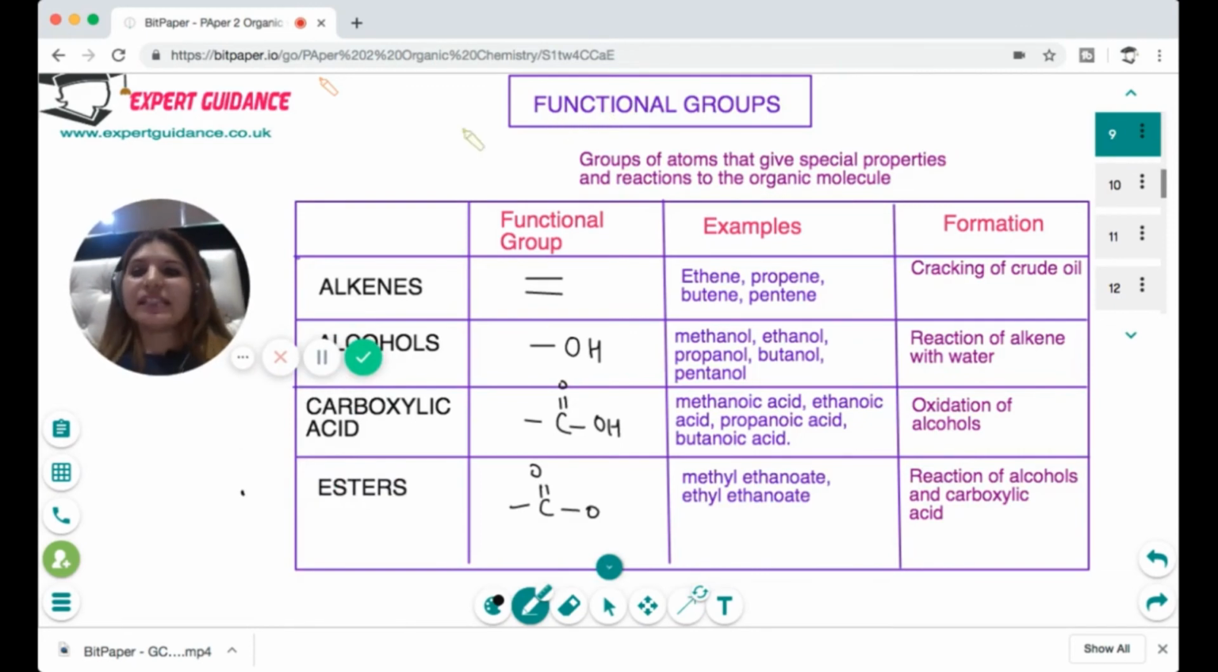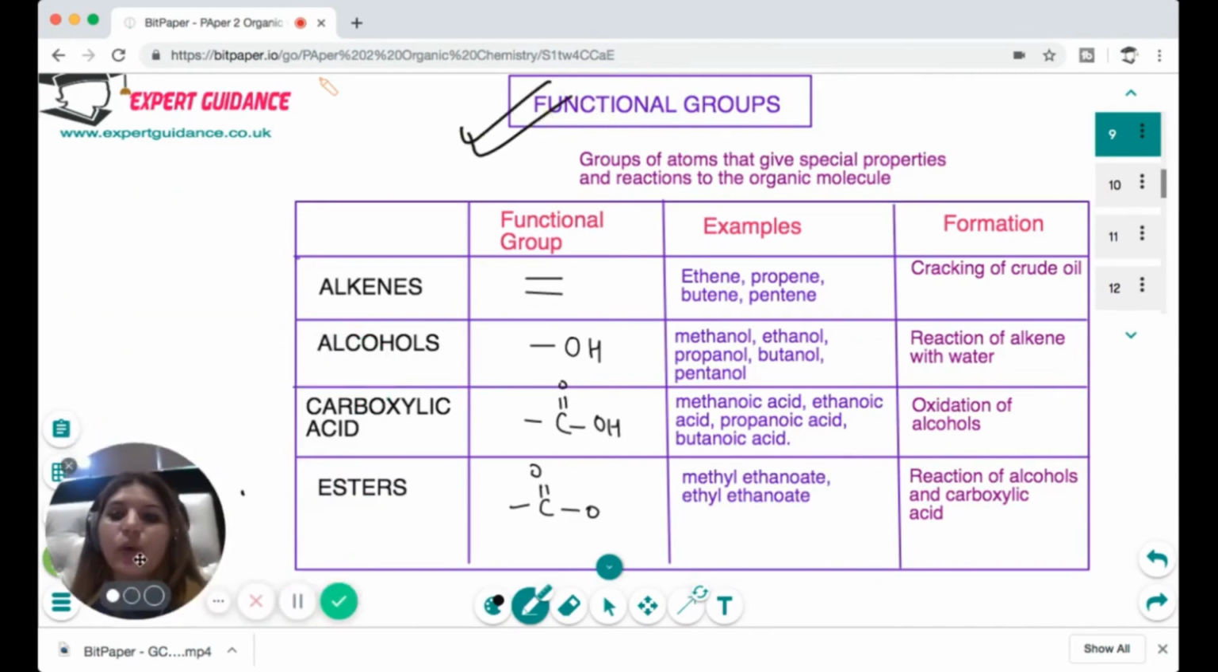Now let's see what functional groups are. Now we have seen hydrocarbons, and alkanes are hydrocarbons. At times, apart from hydrogen and carbon, you get some other atoms, like alcohols have OH, carboxylic acids have COOH. These groups of atoms which give special properties and reactions to the organic molecules are functional groups.